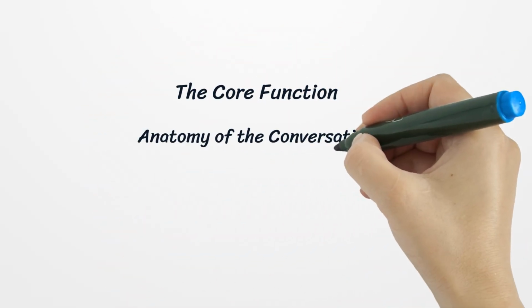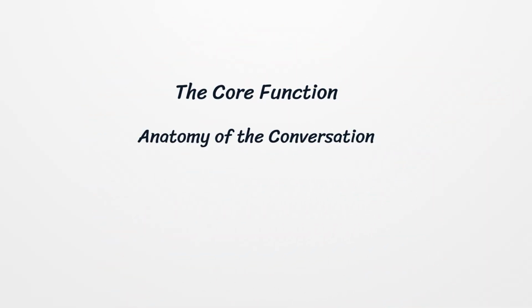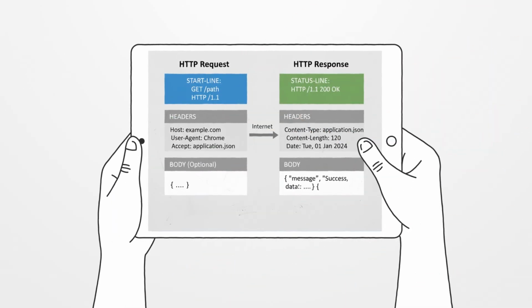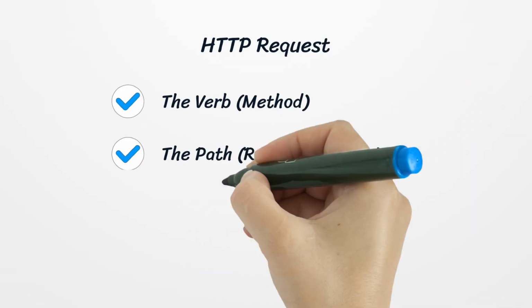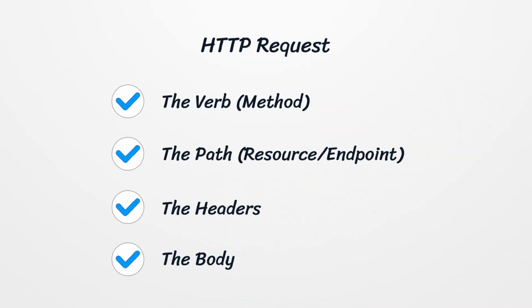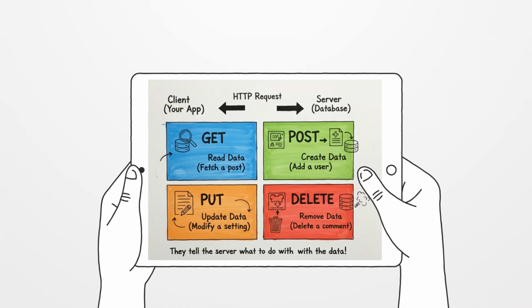The core function, anatomy of the conversation. Both the request and the response messages must follow a strict HTTP structure to be understood. The HTTP request. What does the client want? The request has 4 critical parts. The verb method. This tells the server the action to perform. These are your key actions for a user story.